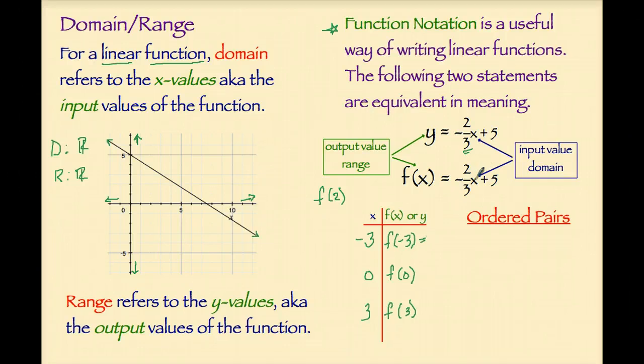When I put negative 3 in for x here, I get negative 2/3 times negative 3, which is a positive 2, plus 5 is 7. When I put 0 in for x here, 0 times anything is 0, plus 5 is 5. And when I put 3 in for x here, 3 times negative 2/3 is negative 2, plus 5, which is 3. Therefore, the ordered pairs associated with this are (-3, 7), (0, 5), (3, 3). If I graphed these, of course, it would form the line that would be expected from this equation. And if I were asked to name the domain out of this set of ordered pairs, I would say negative 3, 0, and 3, and the range 7, 5, and 3.